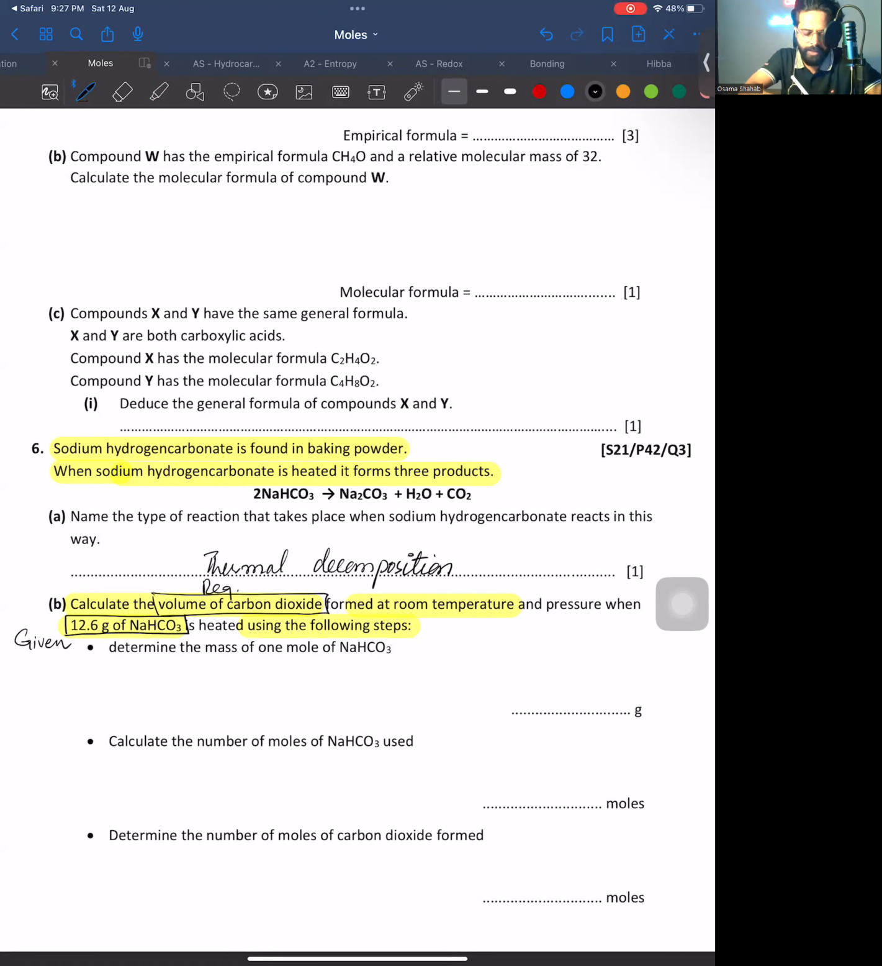Now let's start. What are they asking for? They are asking to determine the mass of 1 mole of sodium hydrogen carbonate. So we know that. What is the mass of 1 mole? Mass of 1 mole is actually the molar mass of the substances or the atomic mass of atoms and the molecular mass of molecules, right? So right now they're asking for sodium hydrogen carbonate. So they are saying calculate the molecular mass of this.